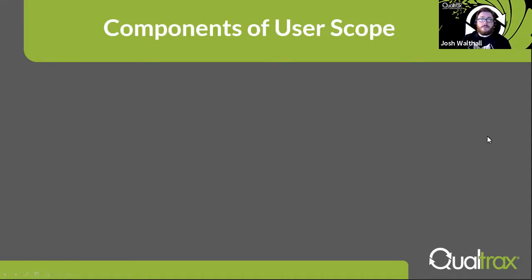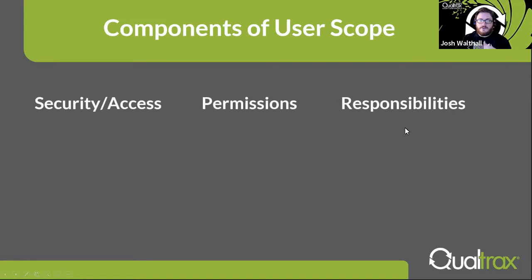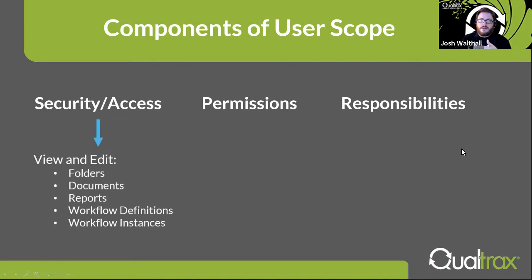So what are the components that make up user scope? Well, user scope is controlled through the assignment and configuration of three categories of things. And those are security/access, permissions, and responsibilities. So I'll talk through what I'm talking about with each of these. With security and access, what I'm talking about is the ability to view and edit folders, documents, reports, workflow definitions, and workflow instances. Permissions are abilities to view additional data and change higher level settings in multiple areas of the system. These are mostly used for admin functions.